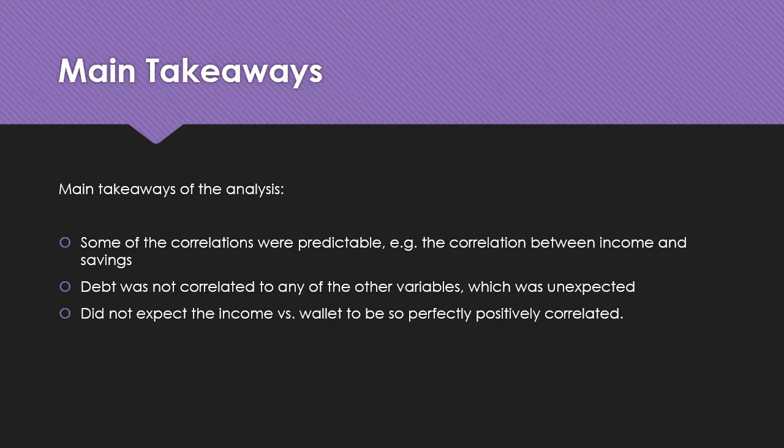So the main takeaways from our analysis is that some of the correlations were predictable. For example, the correlation between income and savings, yeah, sure, you make more money, you tend to save more, at least if not in percentage of income, then in absolute numbers. What was surprising was that debt was not correlated to any of the variables, which I was not expecting. I thought that people who had more debt would have, for example, less savings, etc., but that did not really emerge from the data. And what I did not expect, again, is that perfect correlation between income and wallet, and I'm still a little bit suspicious about those results, but those were my main takeaways.